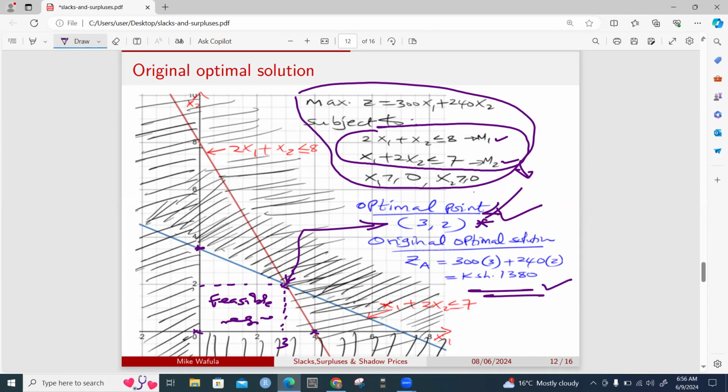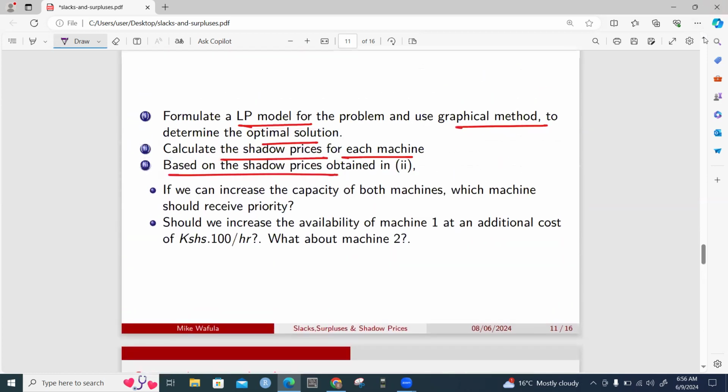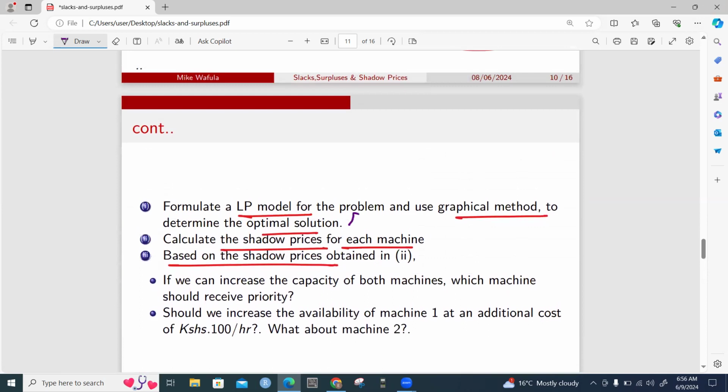So we have 1380. This one, you have not done any sensitivity analysis. Just getting the optimal solution using graphical method, because you have two decision variables involved. So we are getting the optimal solution here as 1380. Now we are asked to calculate the shadow price for each machine. So we have to calculate the shadow price for machine 1 and for machine 2.